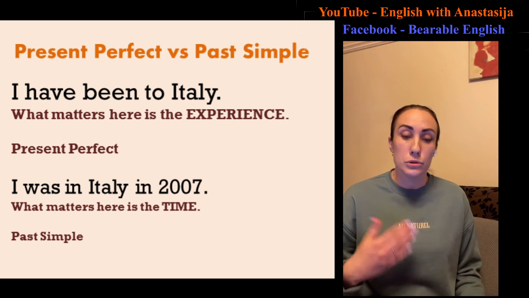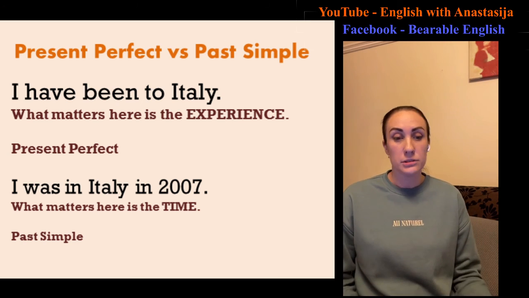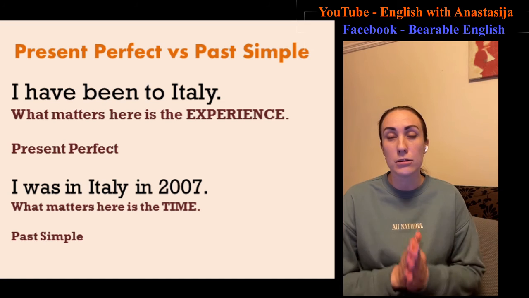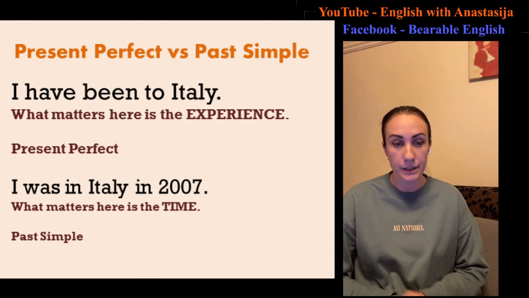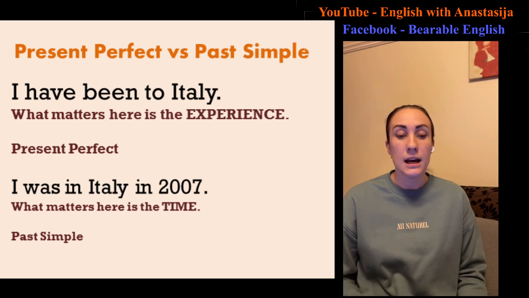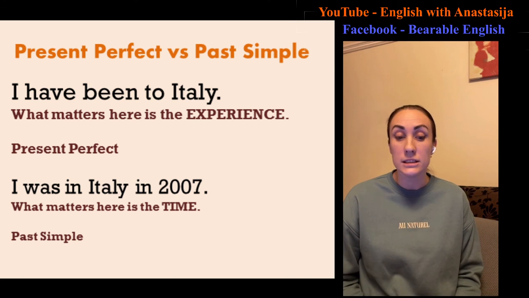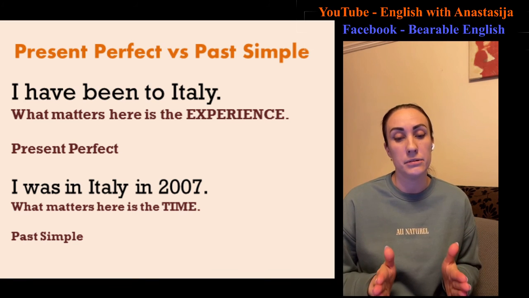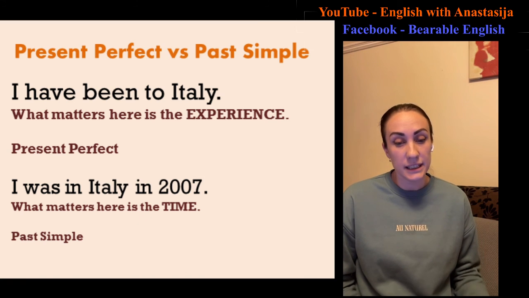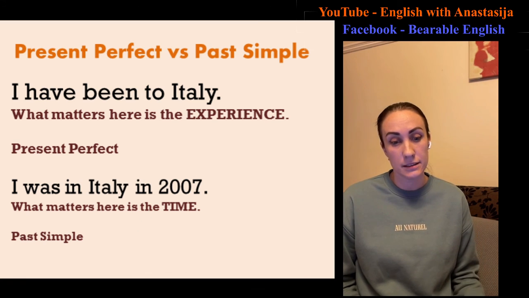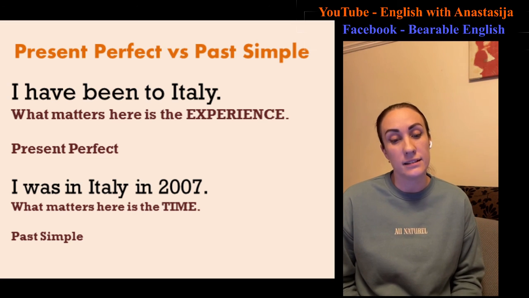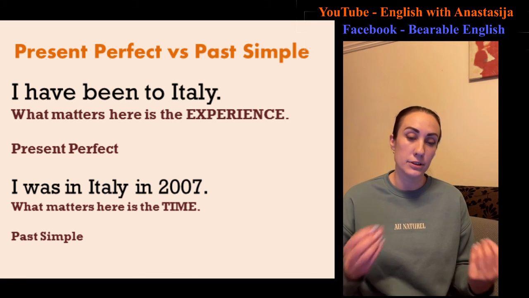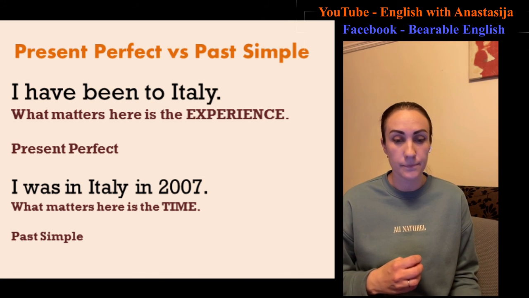If you want to talk about the experience or the result, you would use present perfect and you would say, I have been to Italy without specifying a time period. So that would be our present perfect. And the second sentence, I was in Italy in 2007. So when we have a time period, that means a completed action, finished action in the past. And what matters here is the time. So we use the past simple. So experience versus time reference, right?